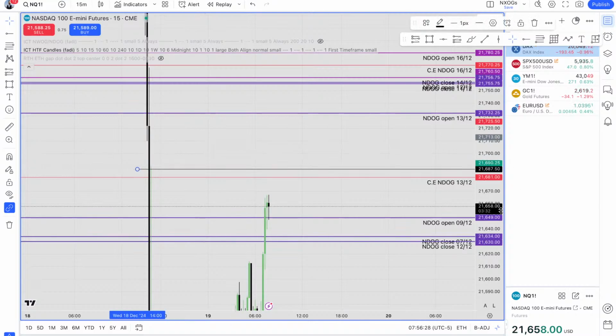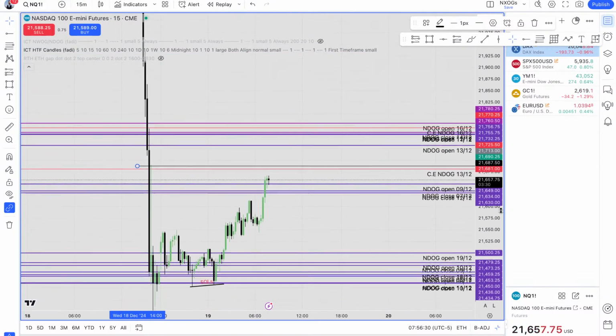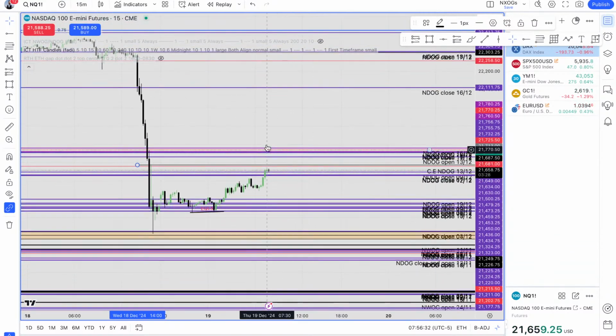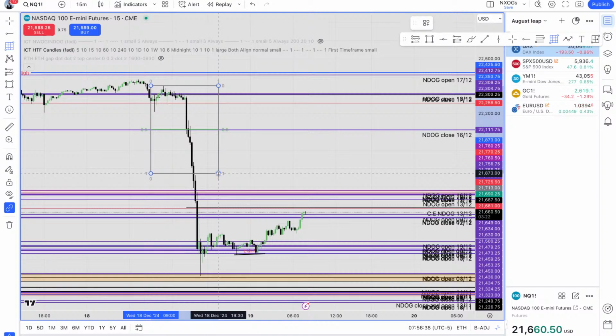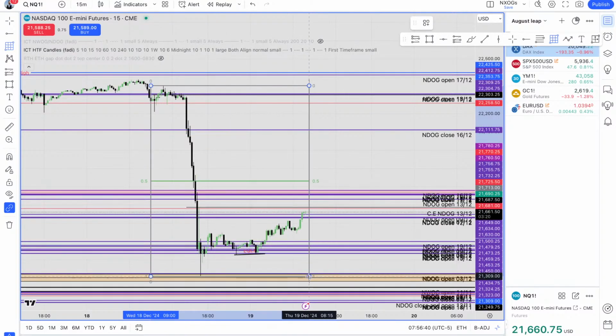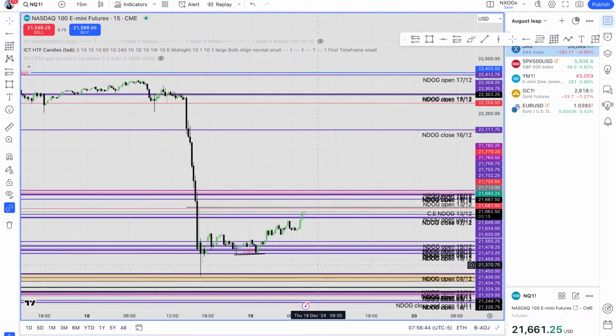And we're still very far away from the midpoint to go to a premium, for example. We're still far. I'm expecting to hit that and then it's gonna go short.